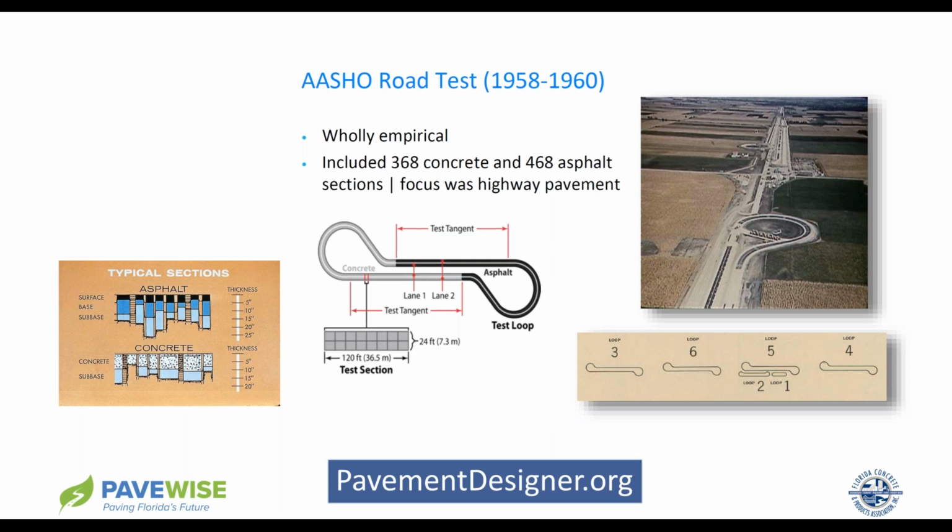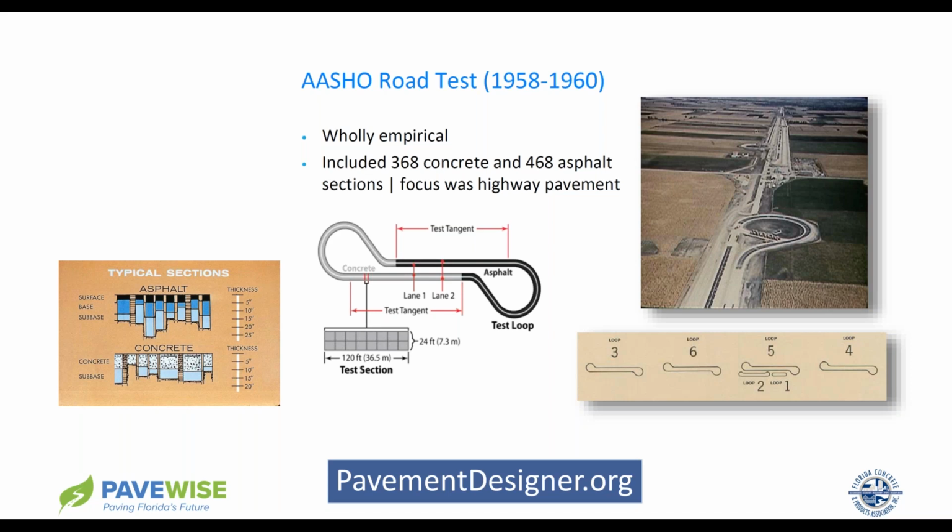And you can see some of the typical sections there. They changed the thickness of the asphalt and the base materials. They also changed the thickness of the concrete pavement and the bases that they used for it. In the center, you can see what a typical section was. The typical section was 120 feet long by 24 feet in the concrete section. So they had various lengths of joints in it. And they had 6 loops.